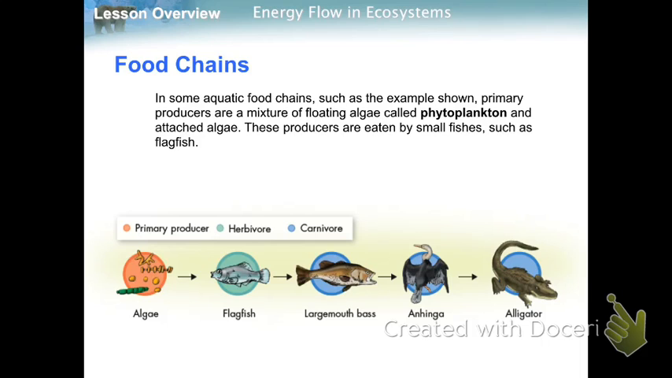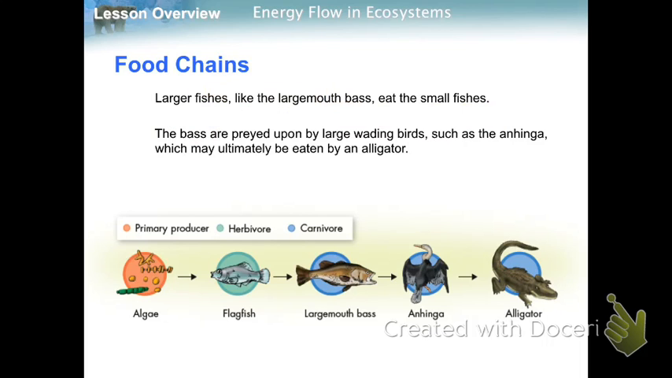This is an aquatic food chain. And the producers, the plant life, the photosynthesizers, are a mixture of floating algae called phytoplankton and attached algae. These producers are eaten by small fish. Larger fish eat the small fish. The bass, the larger fish, are preyed upon by large wading birds.